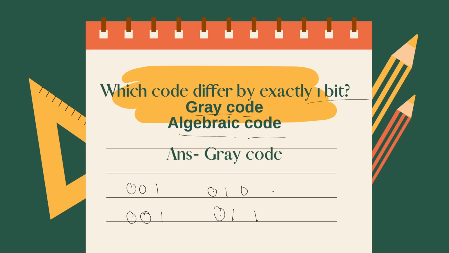So when we are incrementing the value from 1 to 2, it requires just changing 1 bit, and if everything is differing by just 1 bit, that is what JAIIB code is. So that is a distinguishing feature of the JAIIB code, and that is why this is the right answer. I hope you have answered it correctly.